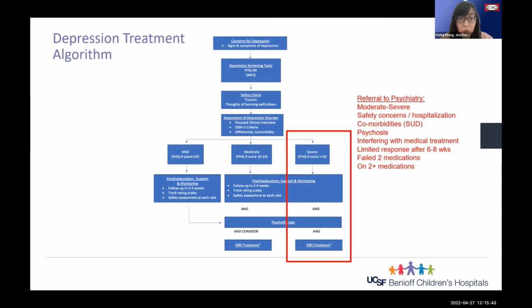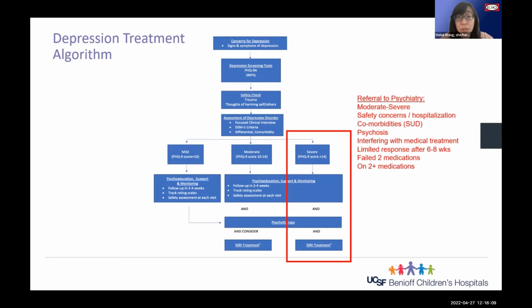For the moderate and severe patients, we can also do the same thing: psychoeducation, supportive therapy, follow up with them regularly in the first 2 to 4 weeks. And on top of that, start them on psychotherapy and consider starting an antidepressant concurrently. For the severe patient whose PHQ-9 score is above 14, so 15 and up, start psychotherapy and SSRI treatment for 3 to 6 months.